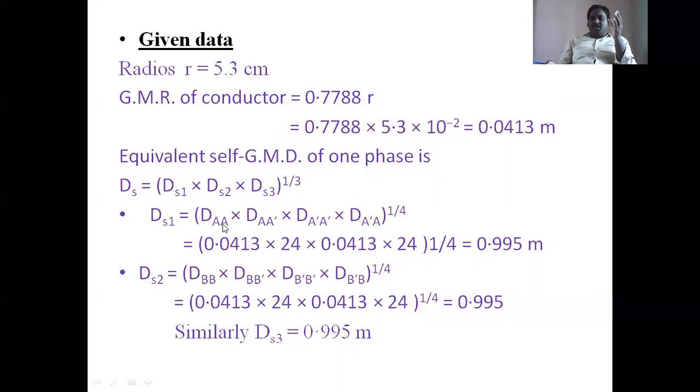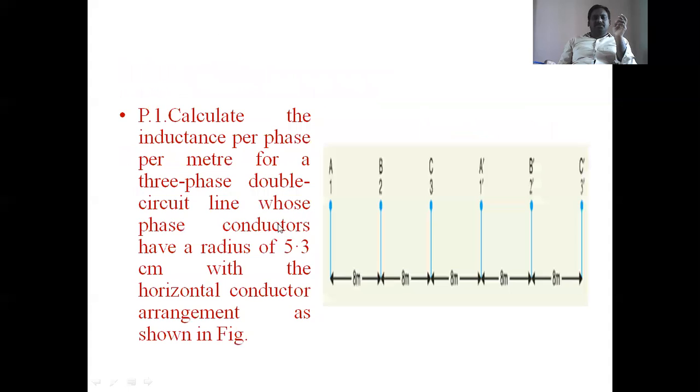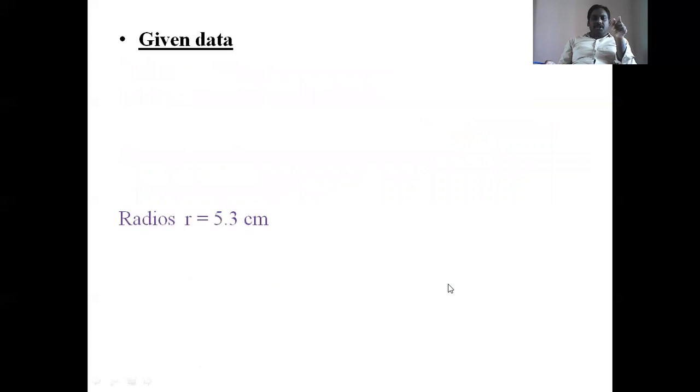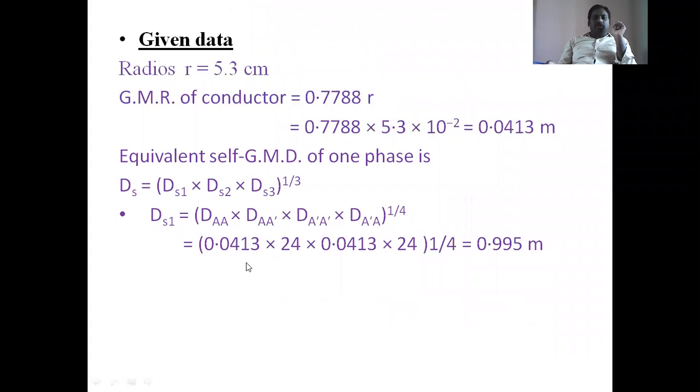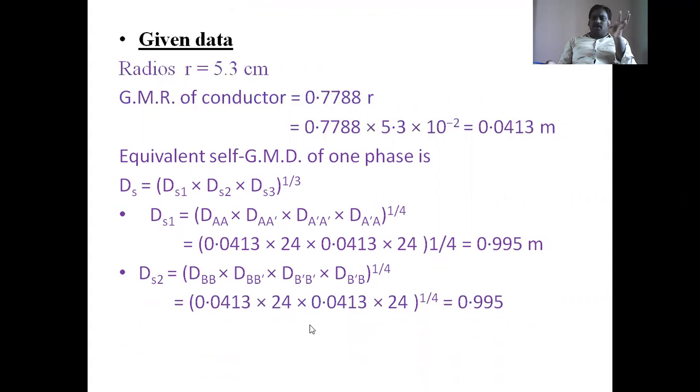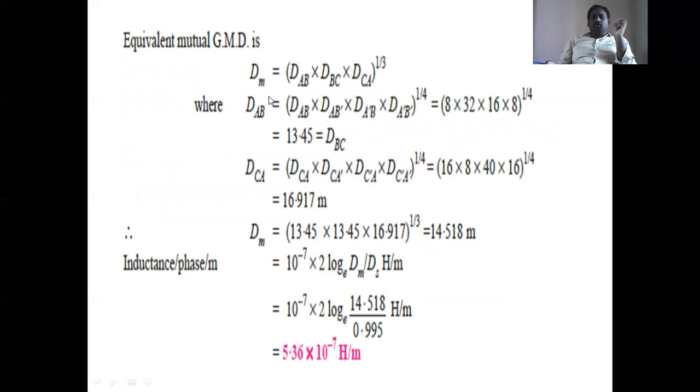We already defined that DAA dash is the distance between A and A dash. AA dash means this is a conductor, this is A dash. Total distance is 8 plus 8 plus 8, totally 3 into 8, 24. That's why here it is 24. Like this we can substitute, and finally 0.995 meter. Then DS2, this is the formula and this is the value substitution. And similarly DS3 is 0.995 meters. Then finally DS3 equivalent to GMD.